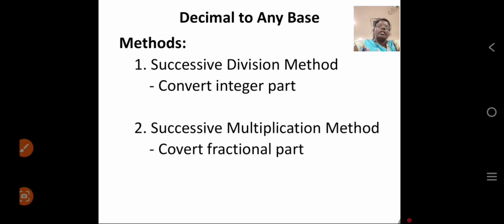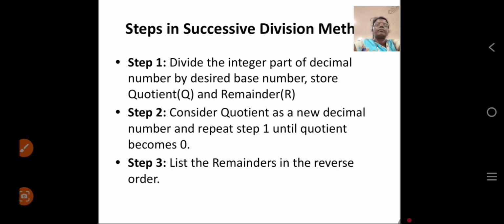Converting the integer part to another system is called the successive division method. Converting the fractional part is achieved by using the successive multiplication method. So how to perform this, we can see. Now consider the steps that should be followed in the successive division method. So what to do?